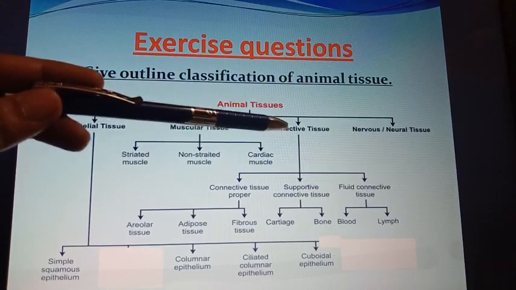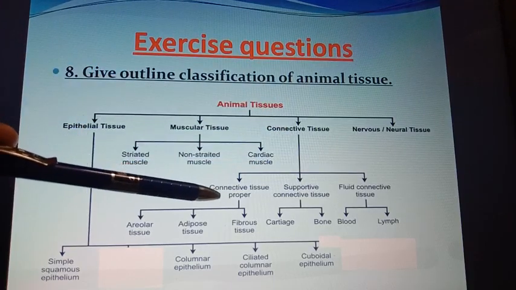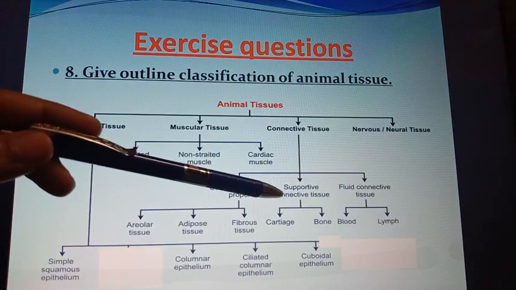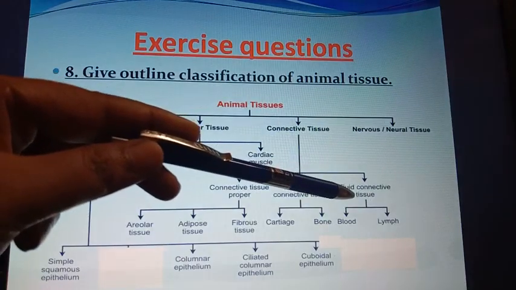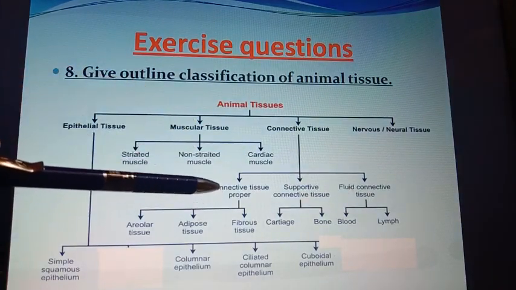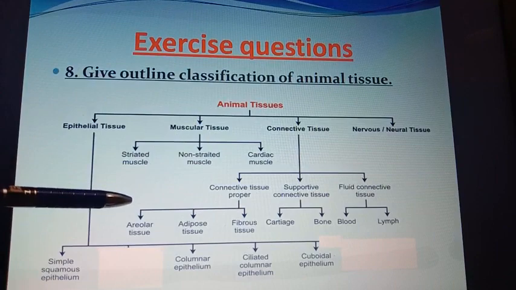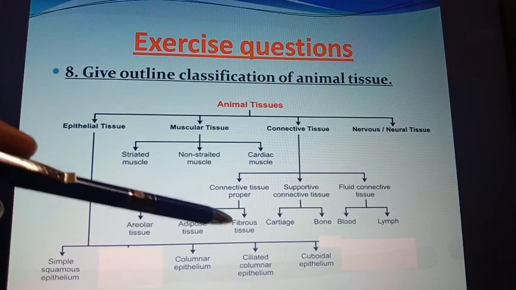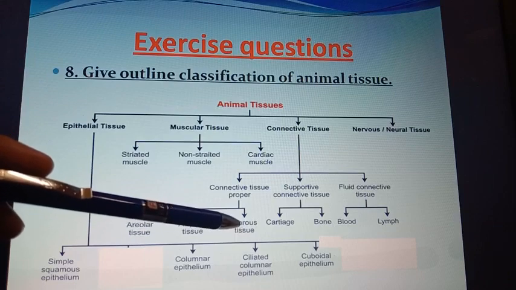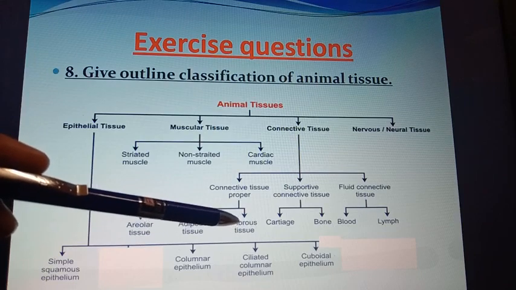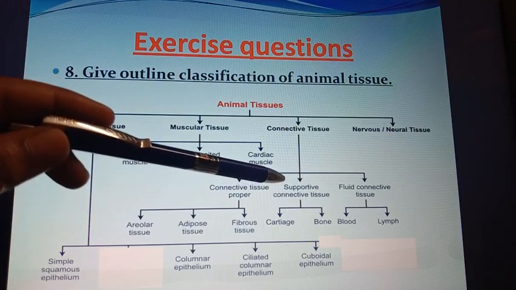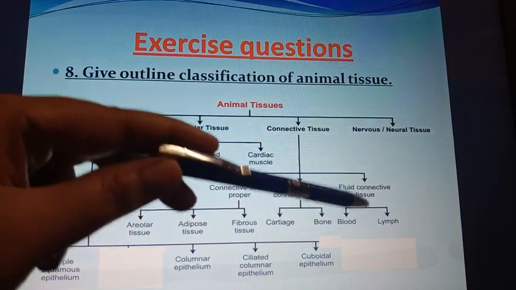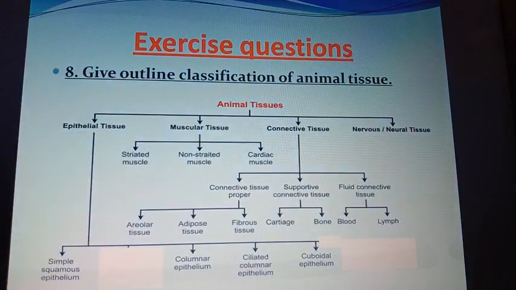Then connective tissue. It is divided into 3 types: connective tissue proper, supportive connective tissue, then fluid connective tissue. Connective tissue proper are of 4 types: areolar tissue, adipose tissue. Fibrous tissue actually contains 2 types: tendon and ligament. Supportive connective tissue, cartilage and bone, and fluid connective tissue, blood and lymph.